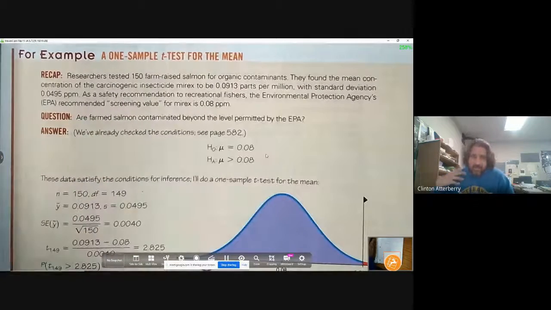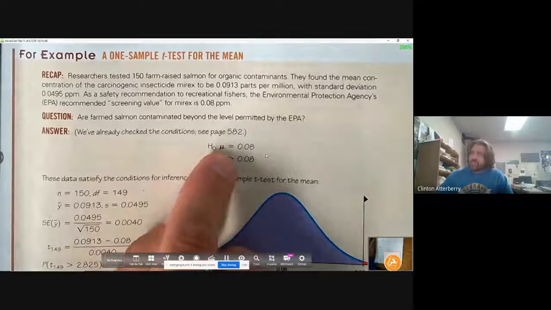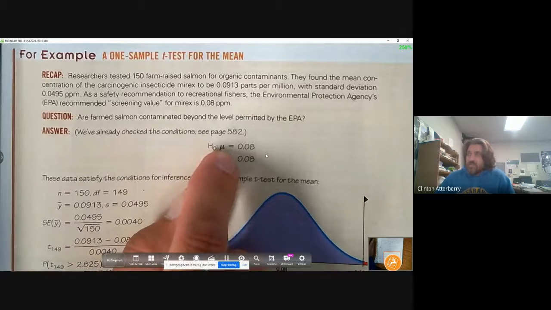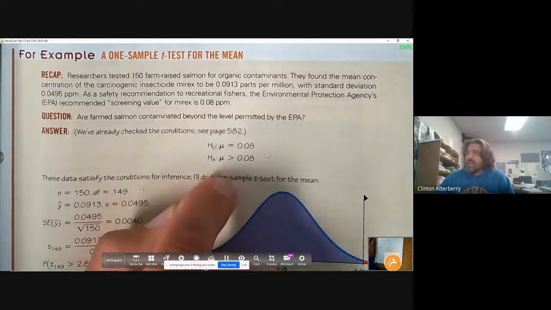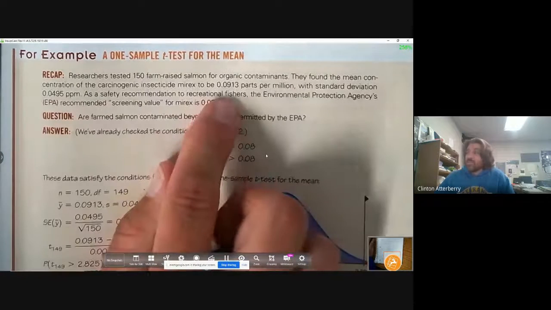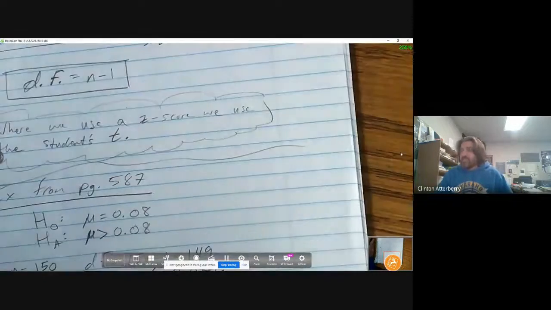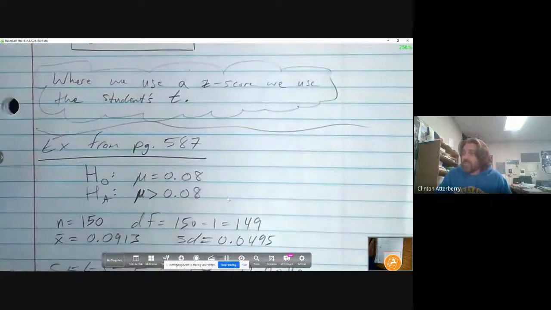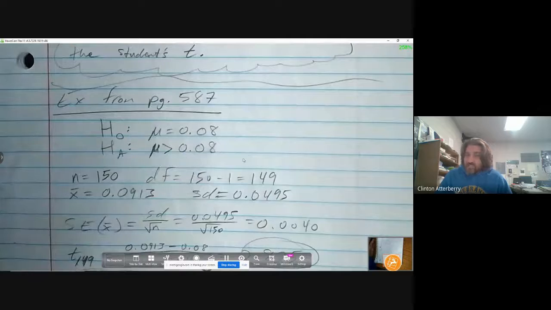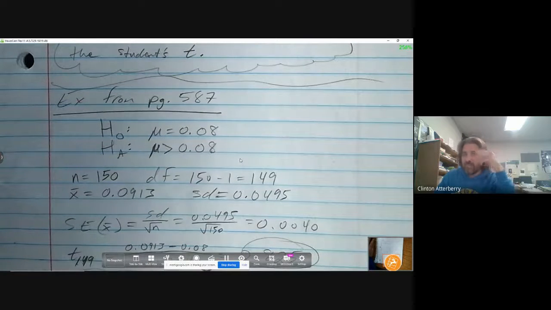So are our farm salmon contaminated beyond the level permitted by the EPA? We're going to go through the conditions. Everything looks independent. It looks to be random. All right, and so our null hypothesis will be that the mean is 0.08. That's the screening value. And we want to know, is it above that value? Is it really above 0.08? We got 0.0913, but we're testing against what they said it should not be over. Now, even if it's a little bit over, it's just a sample, so there's a chance that the sample is just a little bit over the average, but maybe there's a good chance that it might fall below the average.